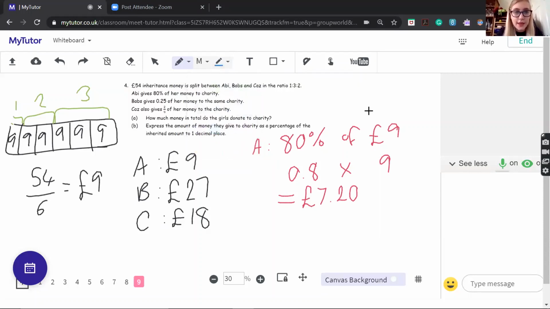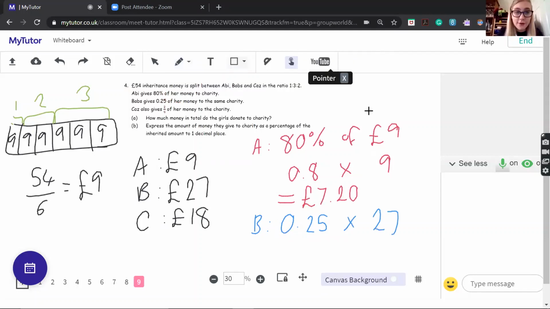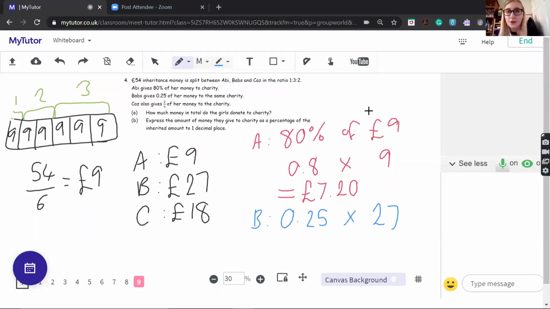Cool. Then we'll look at how much Babs gives. So 0.25 of her money. Well, luckily, it's already been made into a decimal for us. So 0.25 was what we've been given. We've just written of as times, and then we've worked out how much she has. So it's 0.25 times 27. I'm imagining, by the way, that this would be a calculator paper and you're putting these all in. If not, it's just some mental maths work. This will give you £6.75. I'm going to work it out so that I don't make an error. Yeah, £6.75.